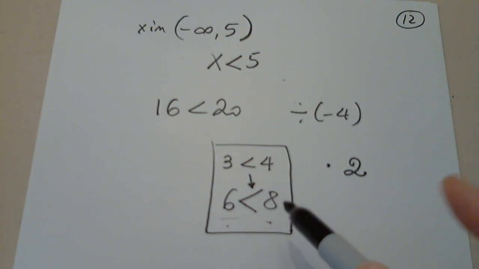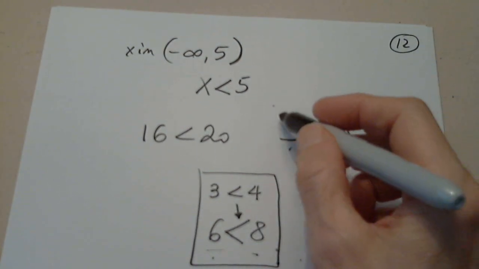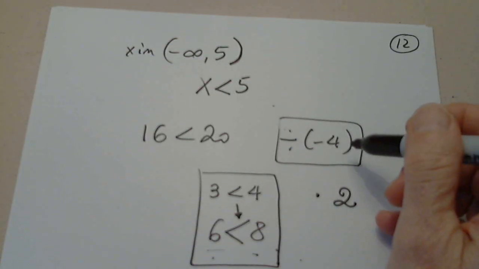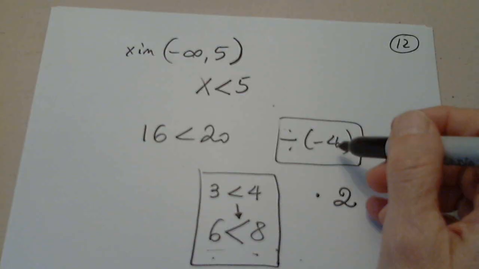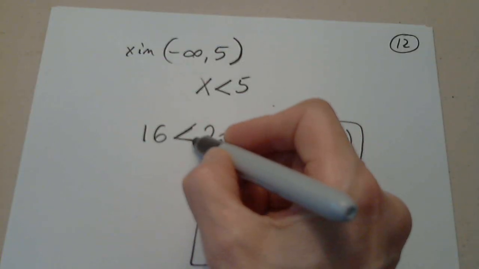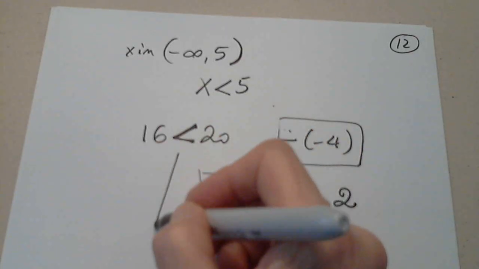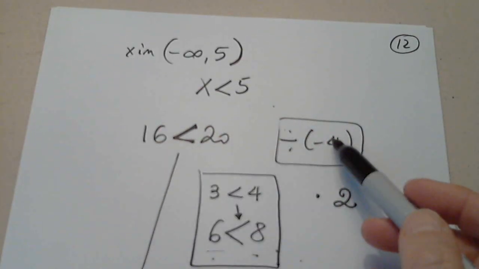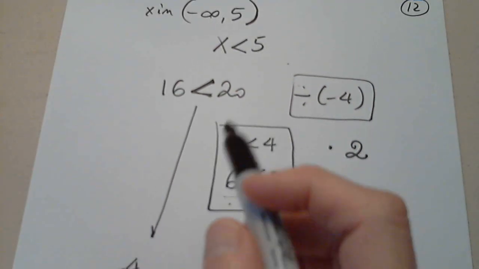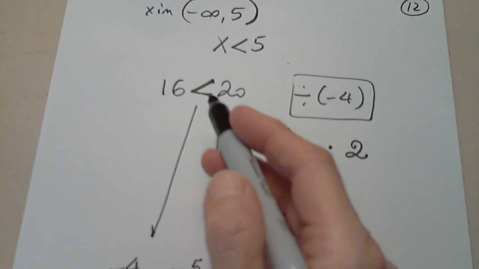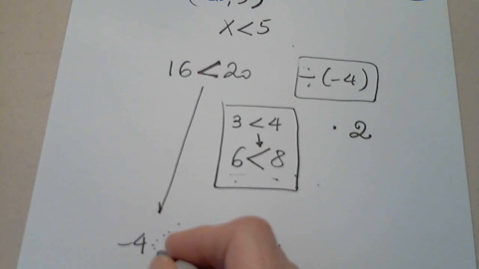It's correct. However, whenever we divide or multiply both sides of an inequality by a negative number, the inequality symbol has to flip. Mandatory. So when I divide 16 by -4, I get -4. When I divide 20 by -4, I get -5. Notice that this is not possible anymore.